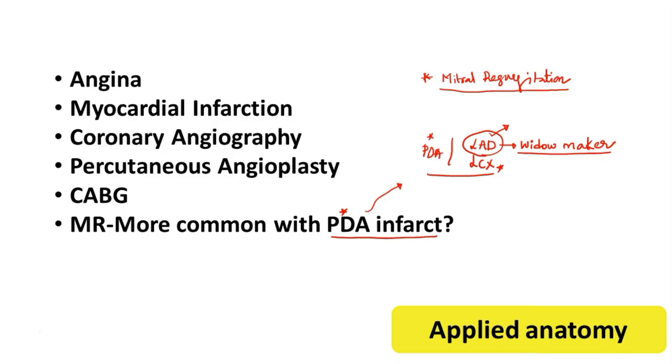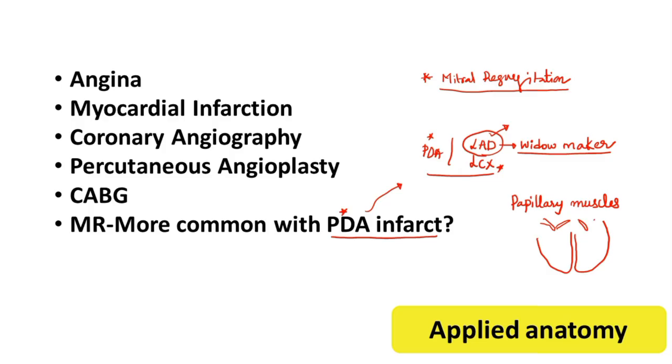Now, my statement is mitral regurgitation is more common with PDA infarction. Why? Because you need to understand the concept of blood supply to papillary muscles. So what are papillary muscles? Papillary muscles are actually present in the wall of the ventricles. And what is their prime function?